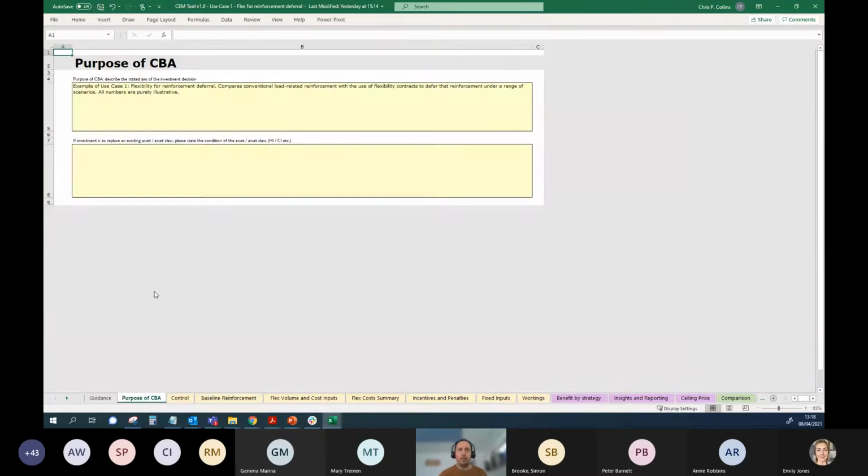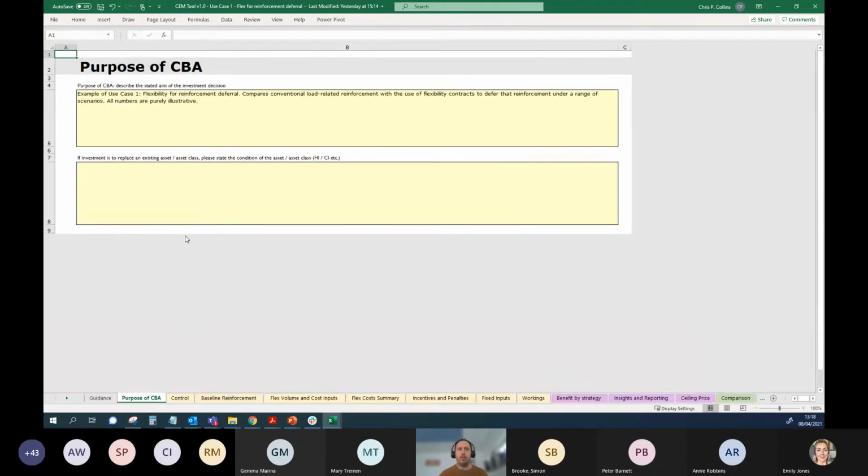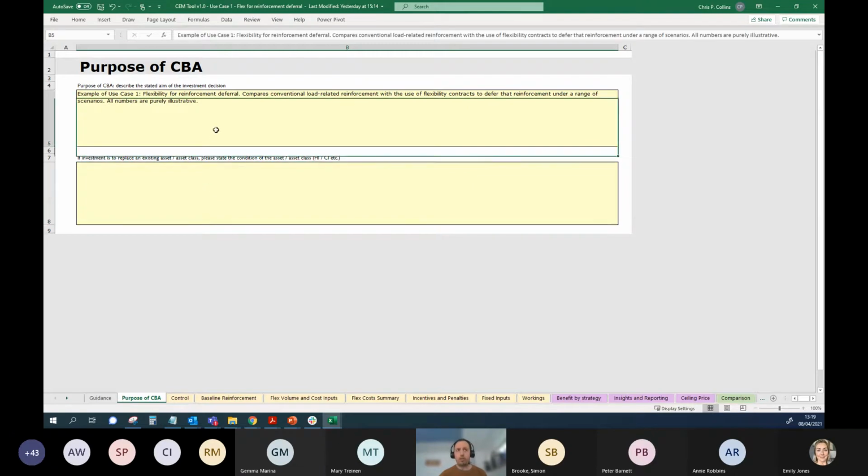Okay, I'm going to click through. So the purpose of the CBA, to be clear, is the place where a DNO will populate the specific purpose for this specific CBA. There may be a specific substation that is at risk of needing reinforcement, and they are considering whether to use flexibility in that case. This is a place just to document what that thinking is, why that substation, maybe the flexibility solutions being considered, so that when somebody picks this up after the fact, they can see what's gone in. That's part of the good practice behind this.